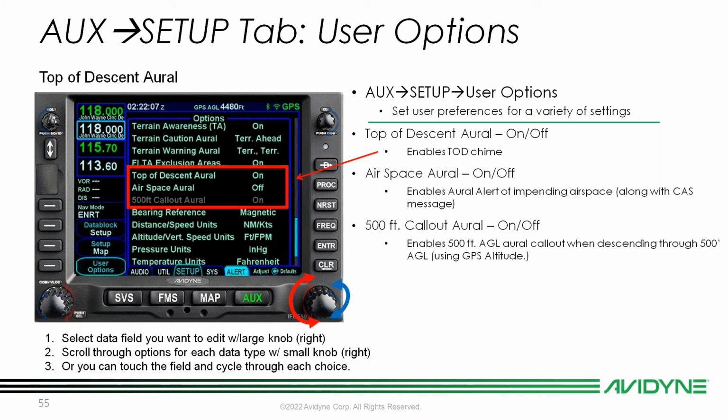And then our 500-foot callouts, turning that on and off. That's going to enable your 500-foot AGL callout as you're coming in through 500 feet on the GPS altitude. That's how we'll disable that.